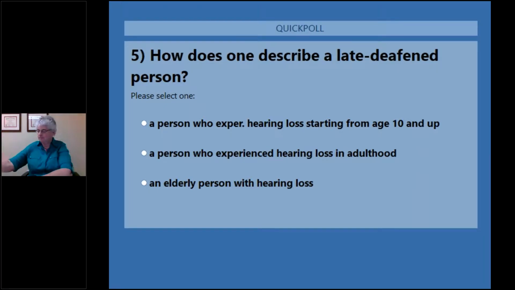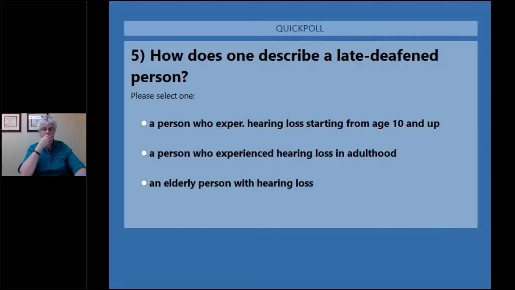So I'll go ahead and read the poll. Poll number 5 says, how does one describe a late deafened person? You have 3 options. A person who experiences hearing loss starting from age 10 and up, a person who experienced hearing loss in adulthood, or an elderly person with hearing loss. And it looks like almost all of the people have responded.